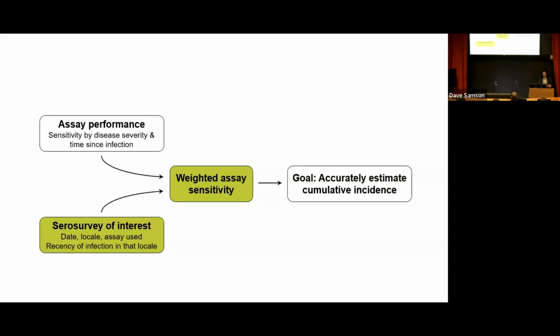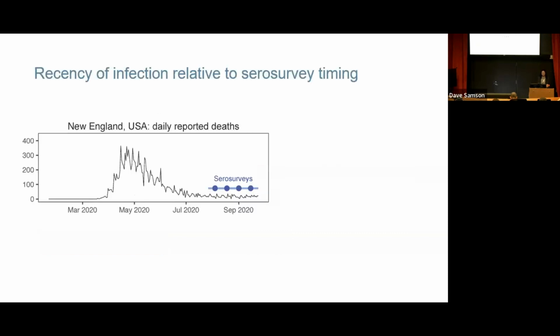The second contribution is thinking about the serosurvey itself. We have to think about the recency of infection in the population that the serosurvey is being done in, relative to when the actual survey was done. This is quite old data now, but this looks at the states in New England, showing daily reported deaths due to SARS-CoV-2. And then I've shown here the first 4 time points of the CDC commercial lab serosurveys that were done.